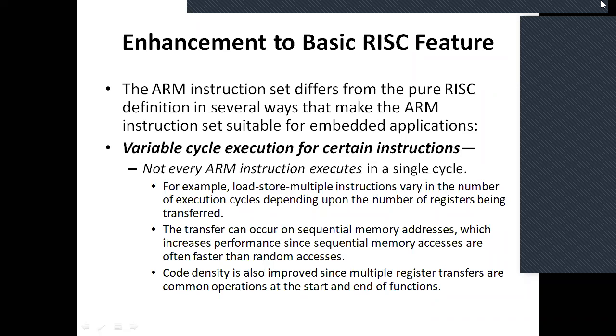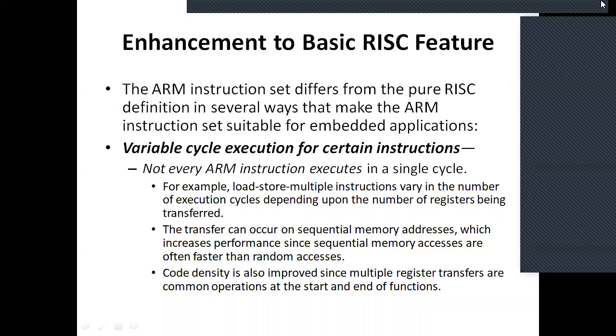So like that, there are certain instructions that will take more than one cycle to complete their operation. The transfer can occur on sequential memory addresses, which increases performance since sequential memory access is often faster than random access. So code density is also improved, since multiple register transfers are common operations at the start and end of a function.